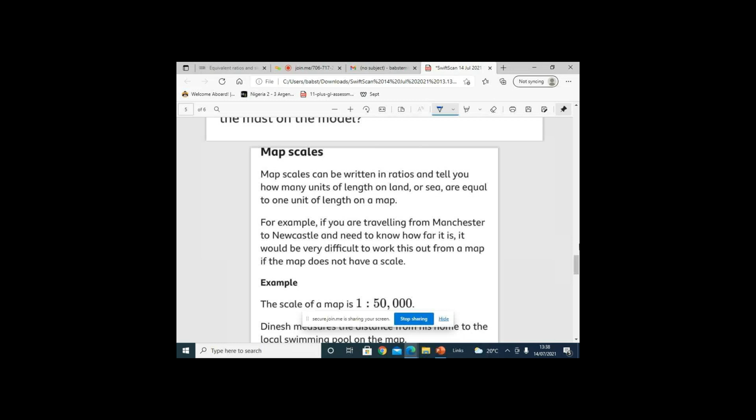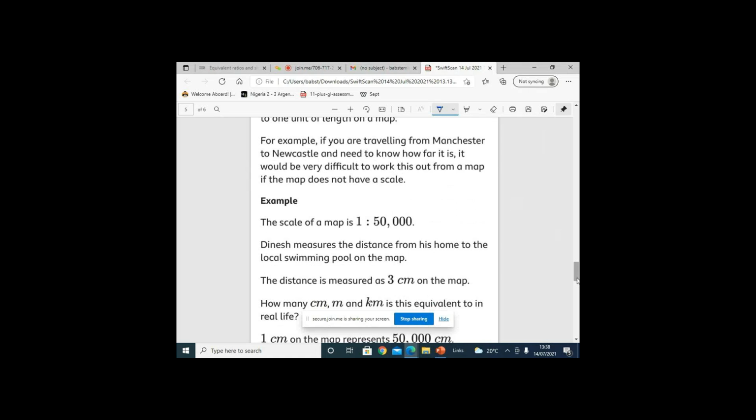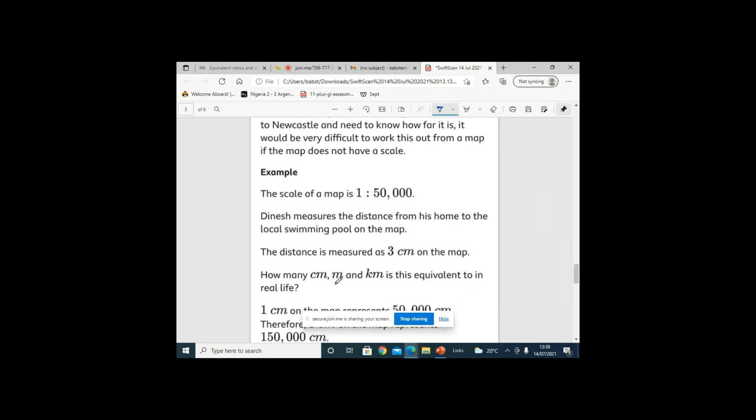So map scales can also be written as ratios, showing how many units of length on land or sea. Look at this bigger example. The scale is 1 to 50,000. This question is like a functional scale. Danish measures the distance from his home to the local swimming pool on the map. The distance measured is 3 centimeters on the map. Now it asks how many centimeters, meters, and kilometers this is equivalent to in real life.